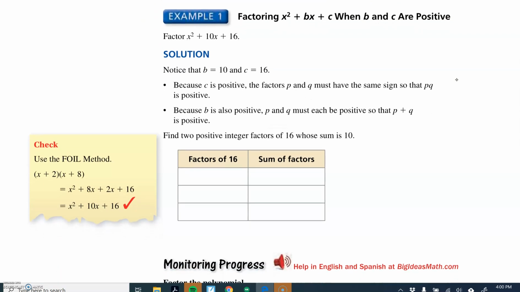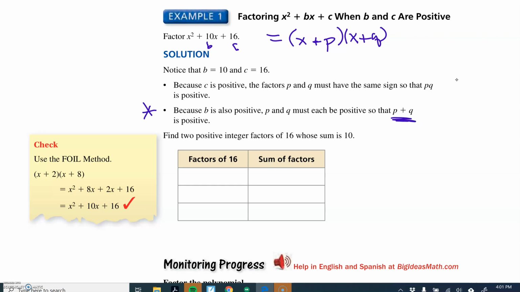We're going to go through an example: factoring when b and c are both positive. Here's our example: x squared plus 10x plus 16. We're going to try to write that as a product of two binomials, x plus p and x plus q. That's our goal. Notice that b is 10 and c is 16, and a equals 1, so we've got 1x squared. C is positive, so the factors p and q have to have the same sign so that p times q is positive. B is also positive, so p and q must both be positive.